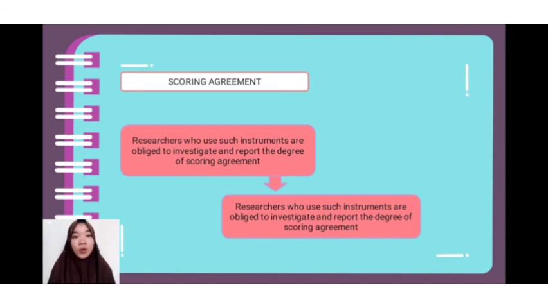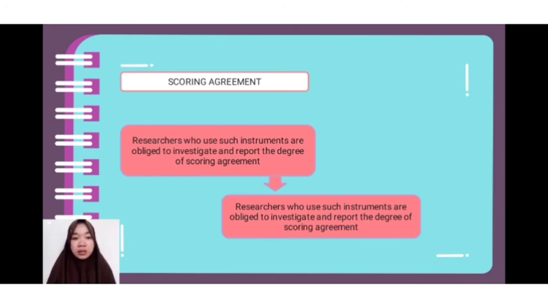Here, researchers who use such instruments are obligated to investigate and report the degree of scoring agreement. Such agreement is enhanced by training the observers and by increasing the number of observation periods. Instruments differ in the amount of training required for their use. In general, observation techniques require considerable training for optimum use.